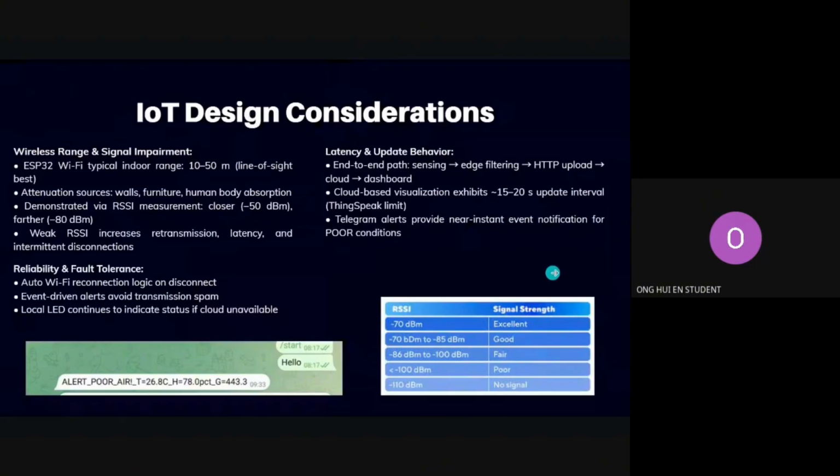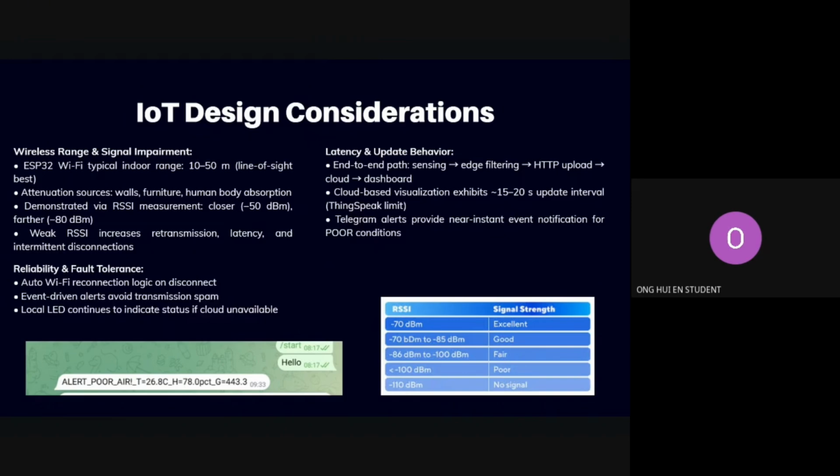So for the IoT design considerations, the wireless range for the ESP32 Wi-Fi is typically 10 to 50 meters indoors, and there are attenuation sources such as walls, furniture, and the human body that will affect the signal strength.